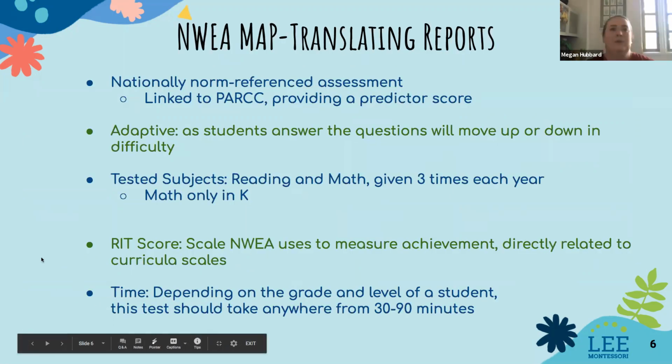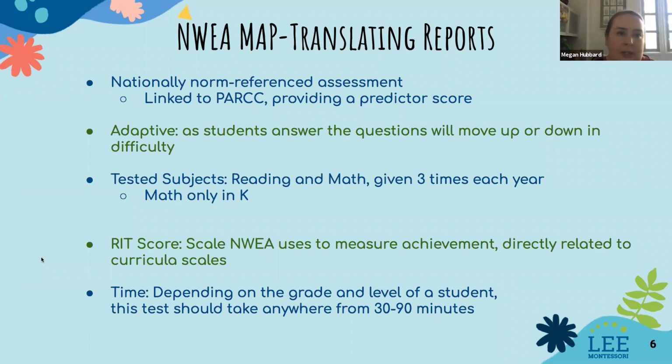All right, so the first thing we're going to talk about specifically is NWEA MAP. All of you should have received, if your child is in kindergarten or higher, a family level report from NWEA MAP. That family report is just giving you the RIT score and the growth score. So we'll talk a little bit more about that.